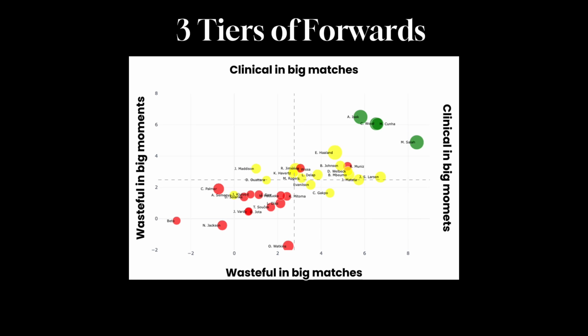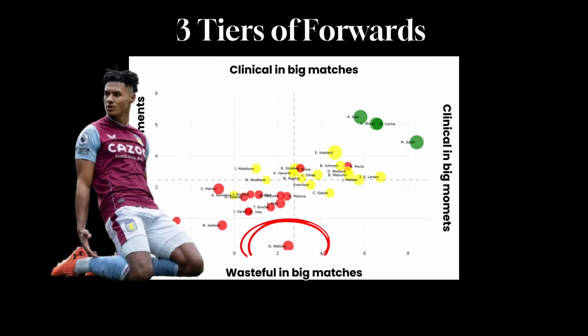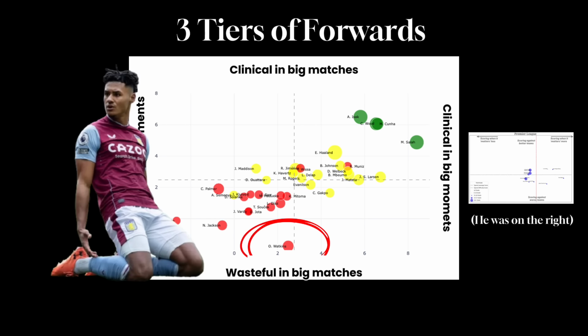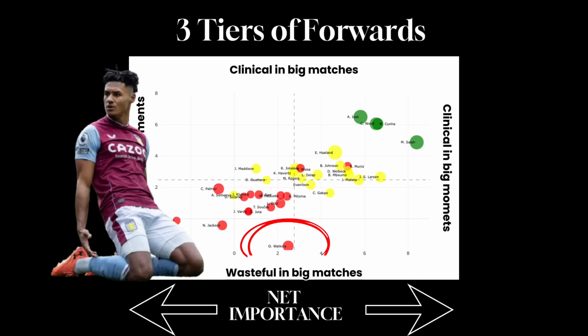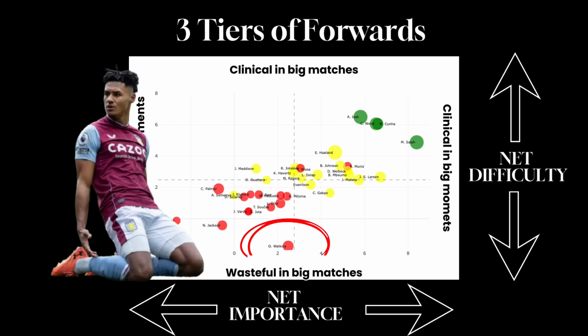How does this relate to the original scattergram? We said Ollie Watkins' goals skewed as the most important this season, but he also led the league in big chances missed. The net importance of those goals was around average for forwards this season. The difficulty was not. He scored against the poor teams and missed big chances against the good ones.